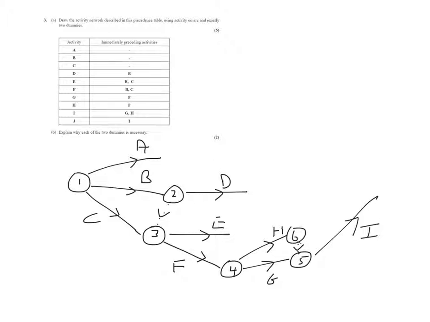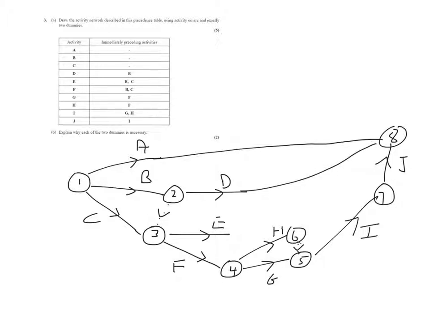J requires I to have been done first. And that's it. So I can now join all these up to the last finished node. So A goes there, D goes there, and E goes there.